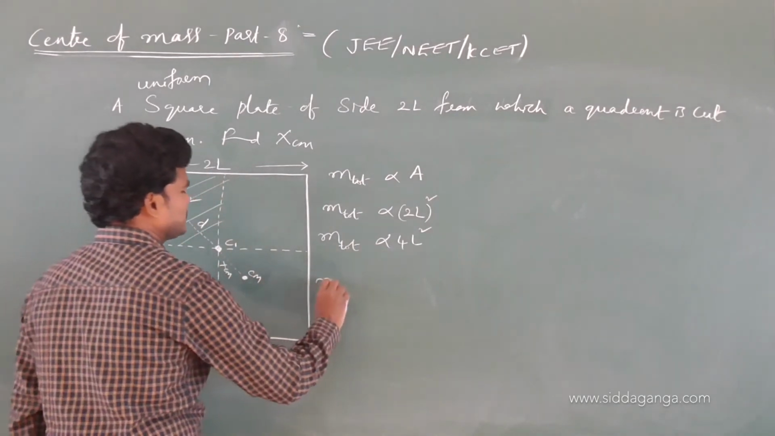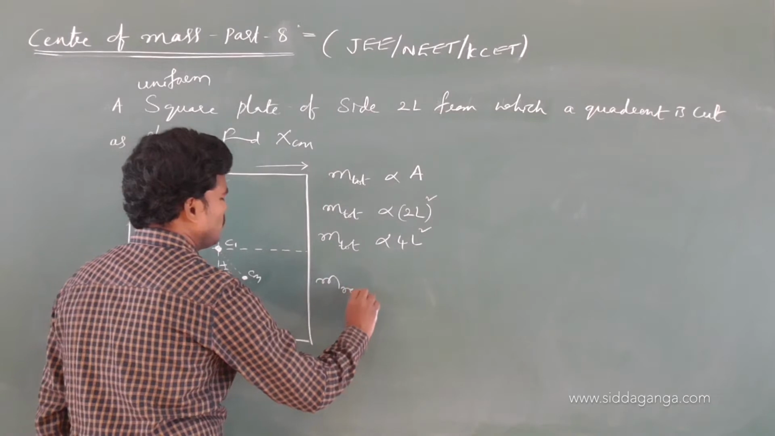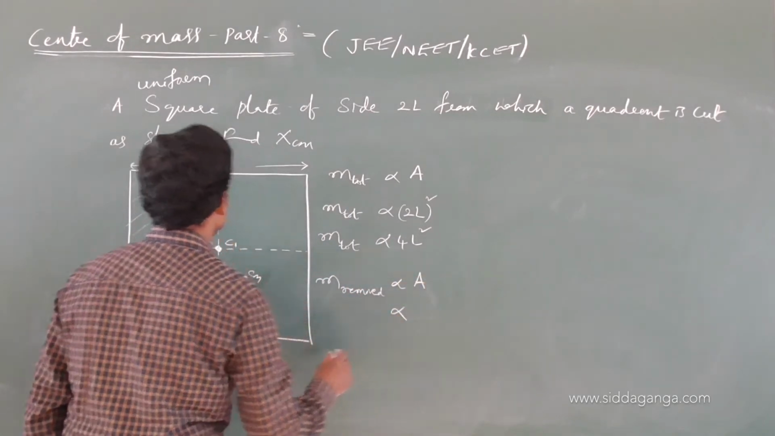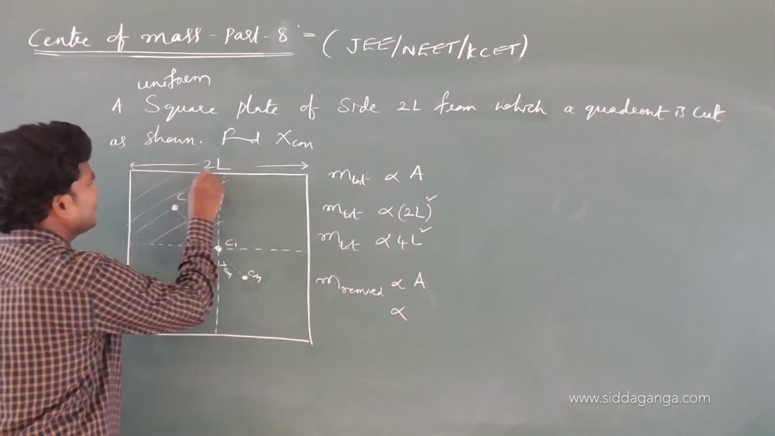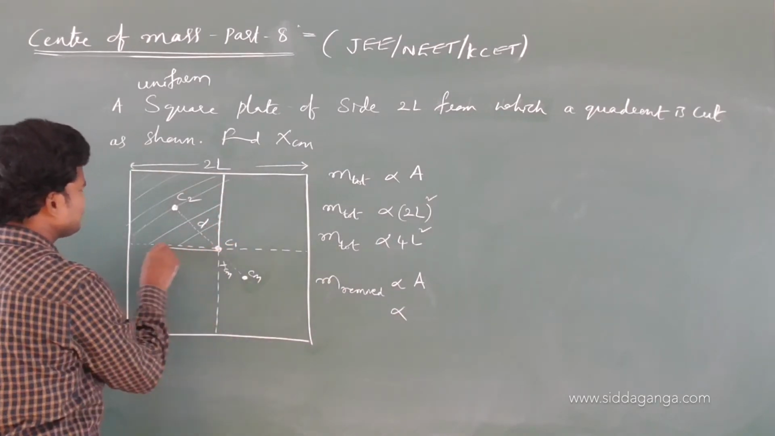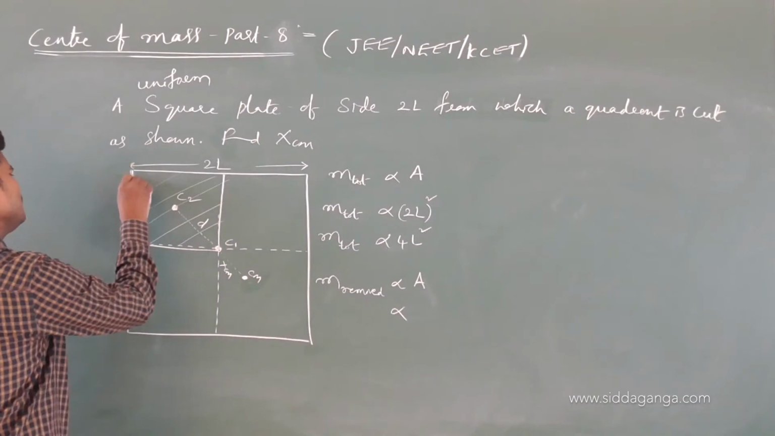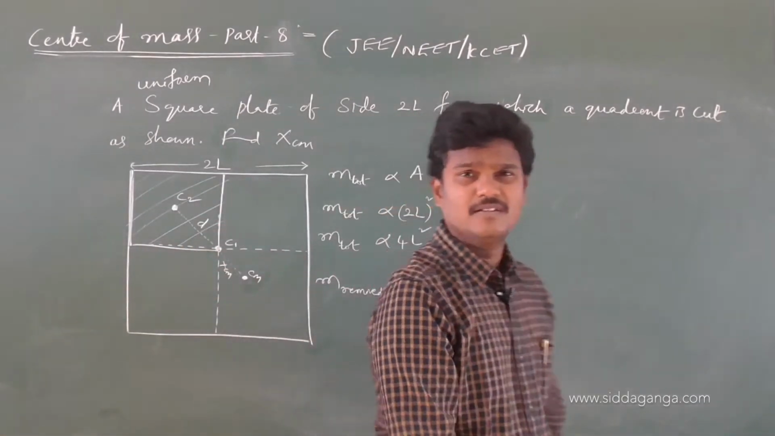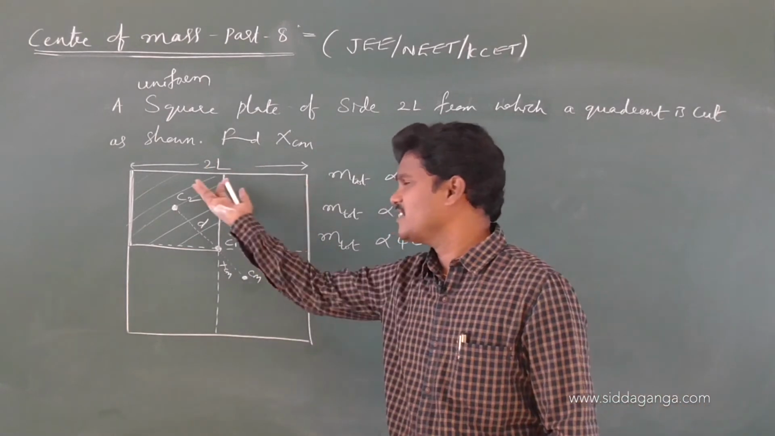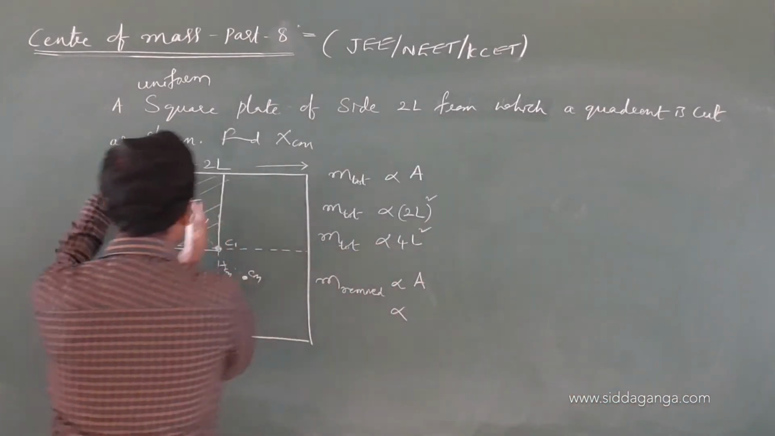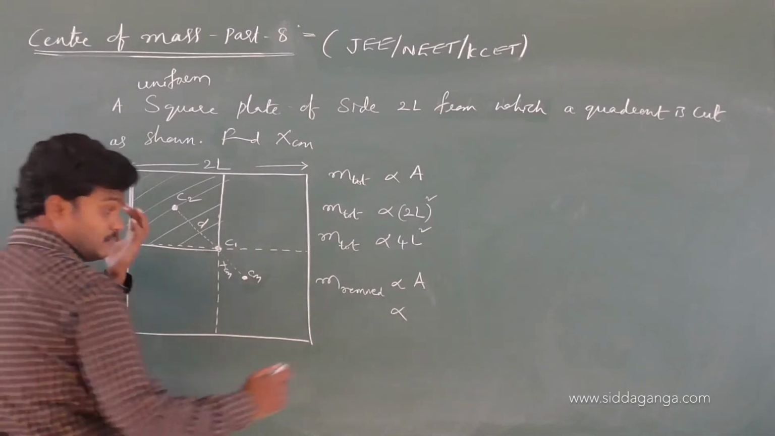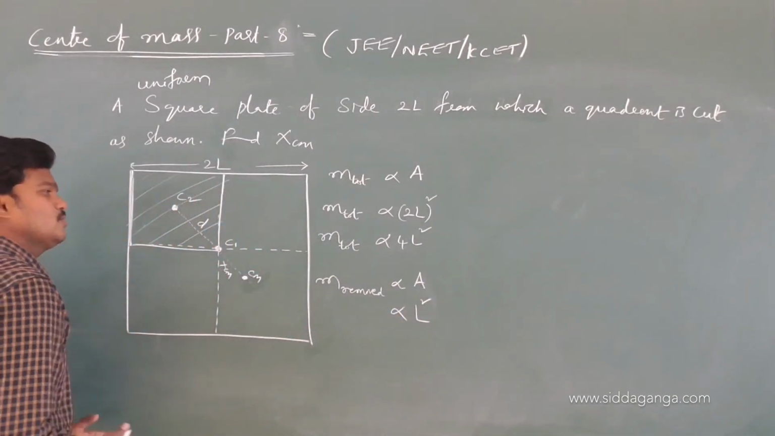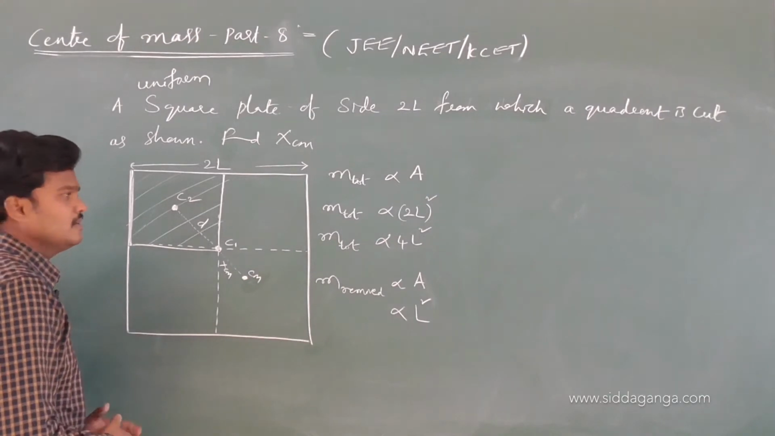And removed mass. Removed mass is proportional to the area of the removed part. What is the side of the removed part? Total is 2L, so the side is how much? L. This is L, this is L. Then what is the area? L square. Okay, we got total mass, we got removed mass.